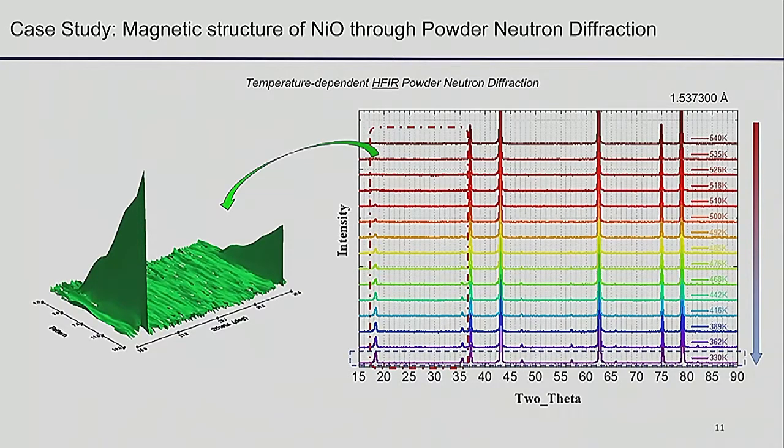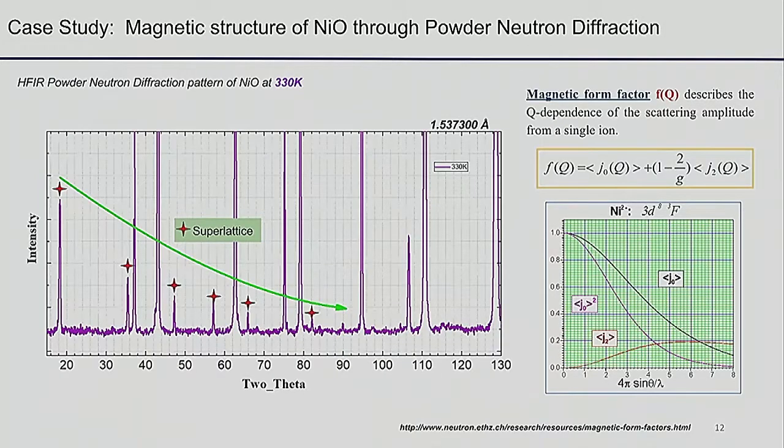If I zoom in on the low angle part, the intensity of the small peaks can be seen clearly, so the intensity is increasing. If we take a close look at those small peaks, we can find a trend: the intensity is decreasing with the increase of 2 theta, which is also the Q spacing because it is a single wavelength.